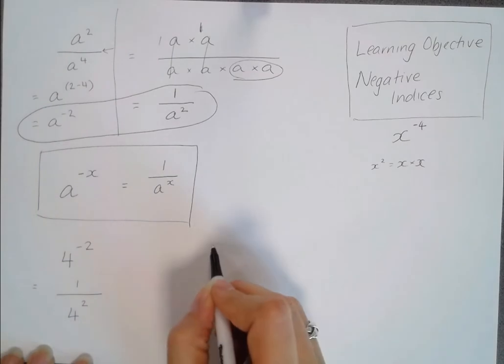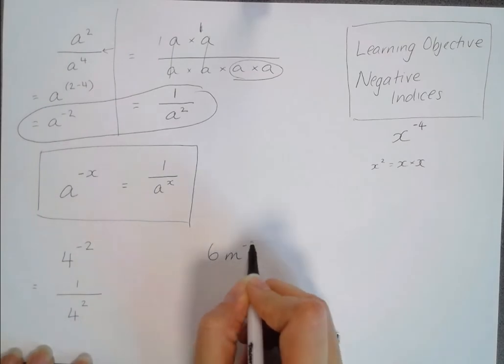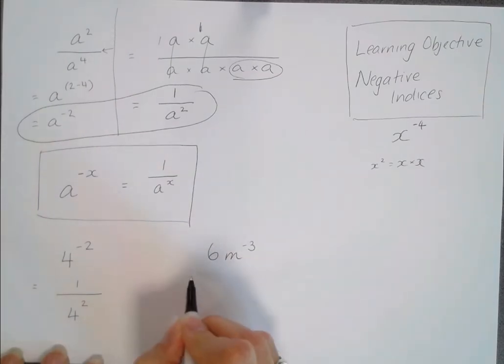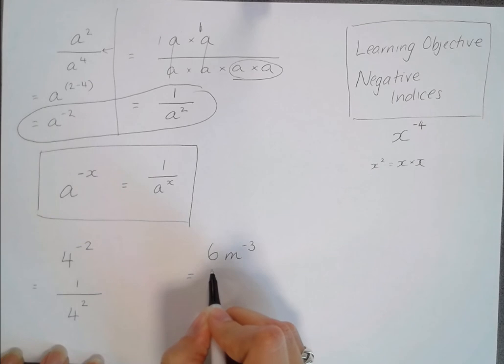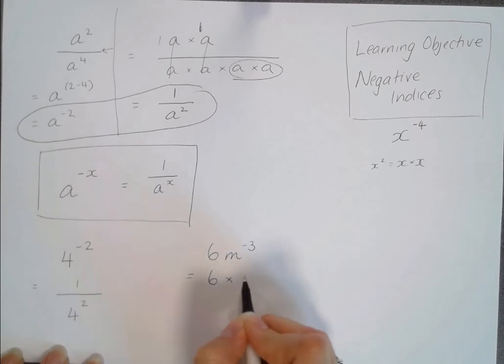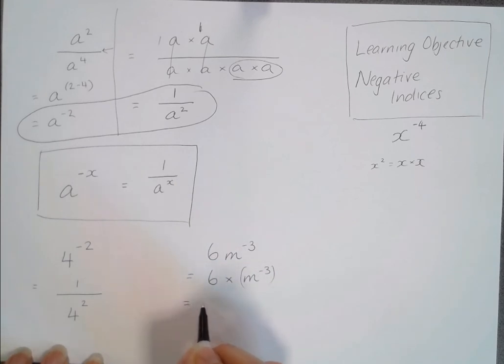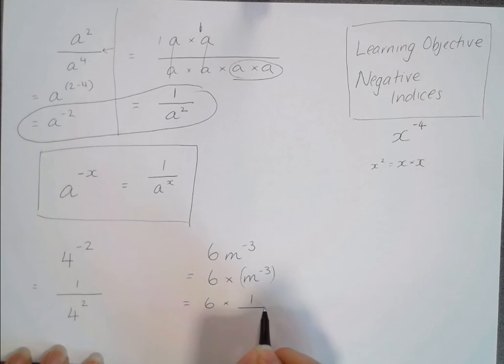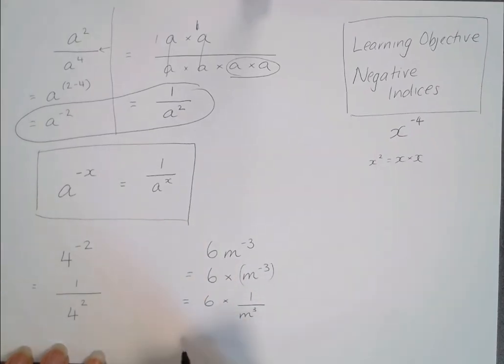We're going to have 6m to the power of negative 3, and what we've got here is the same as saying 6 times m to the negative 3. So that's one term and that's one term, which is like saying 6 times 1 divided by m to the positive 3 power, and then that's like saying 6 divided by m to the 3, because 6 times 1.